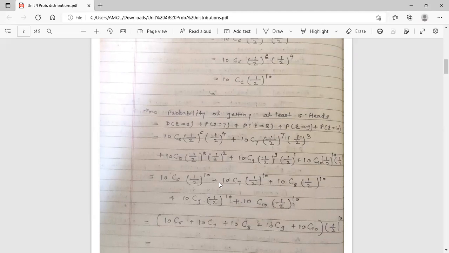So in every term, the power of 1 by 2 we are getting is 10, because there are n number of times. And then you find the value of 10C6 into 1 by 2 raised to 10 plus 10C7 into 1 by 2 raised to 10, and so on. You find the values of every term. You add all the terms. That will be the probability of getting at least 6 heads. On using a calculator, you can find the values of all the terms here. So this is the first example.